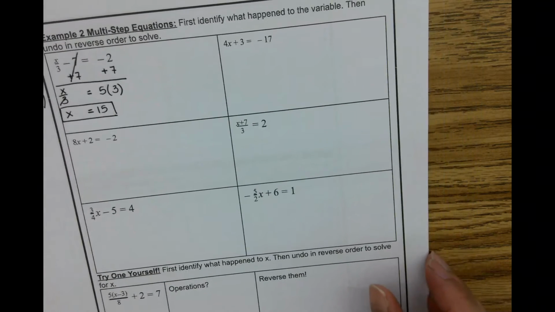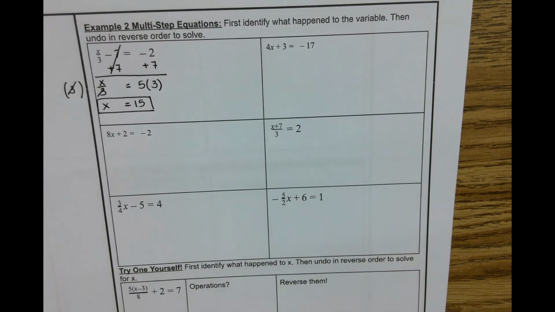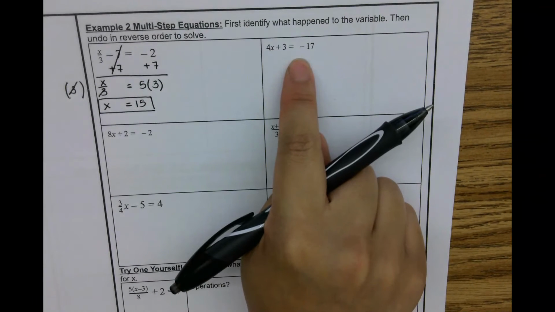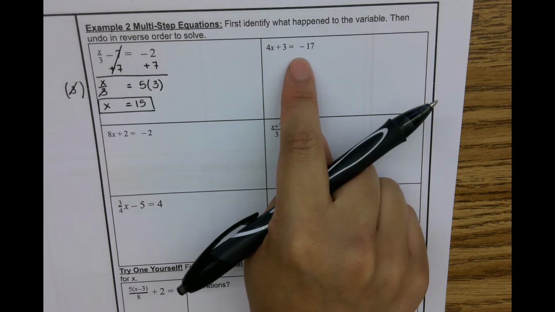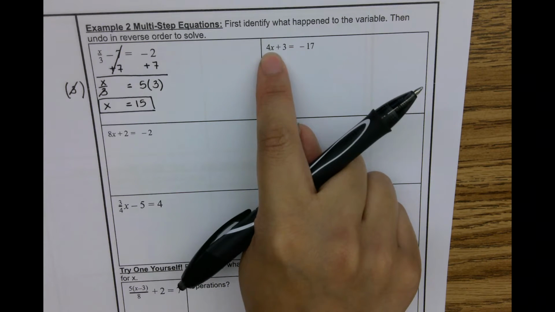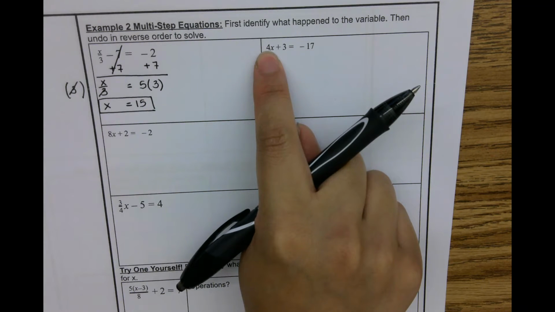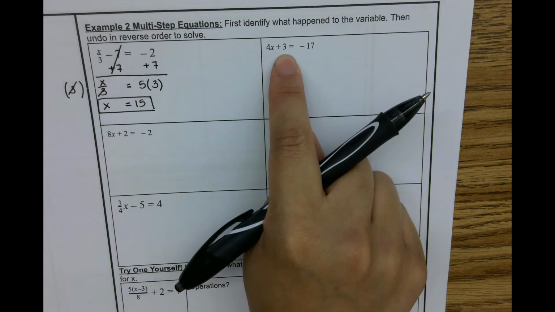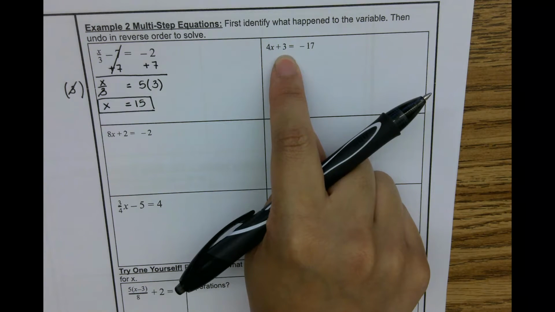Okay. So here we have the next one, right? So I have 4x plus 3 equals negative 17. So what happened to my variable? First, x was multiplied by 4, right? So 4x here means 4 times x, okay? And then after that, it was added by 3. So I'm going to go in reverse order to solve.